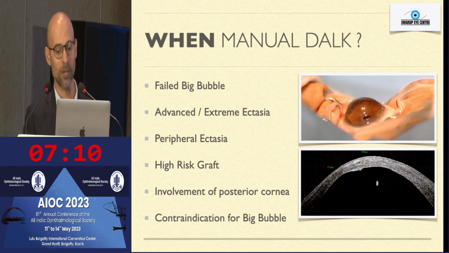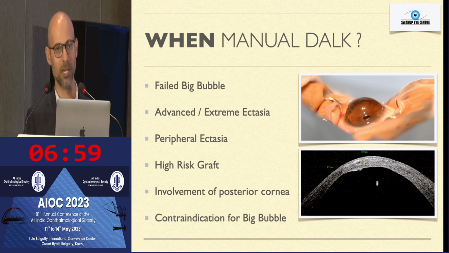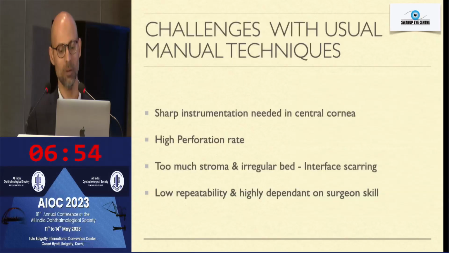If there's involvement of the posterior cornea, like an old hydrops case, like in this OCT, you can see some irregularity at the level of the Descemet's. In such cases, a Descemetic DALK, like a big bubble DALK, will have a high risk of perforation, and a pre-Descemetic manual DALK might work better. Or any other contraindication for a big bubble.